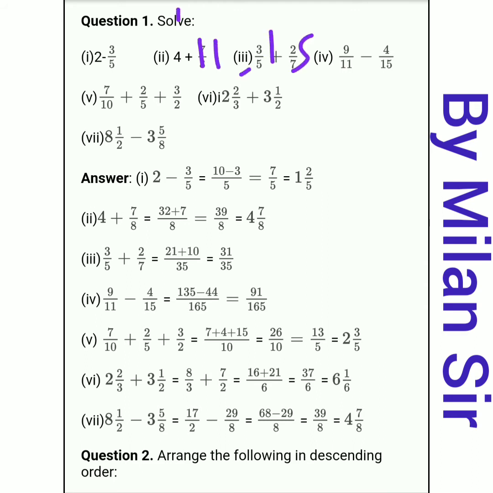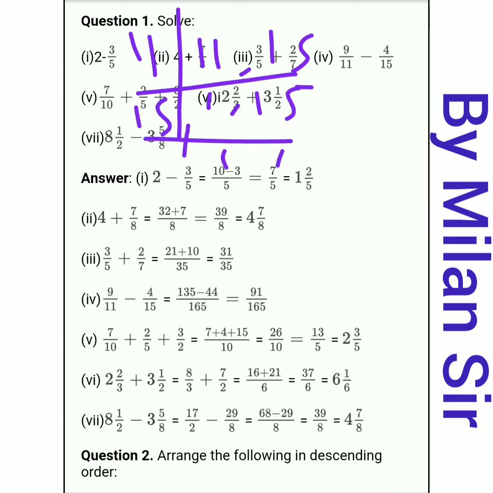So 11 and 15. 11 as it is, 11 ones are 11. And 15 as it is, 15 ones are 15. Here we would take prime factors, but right now 11 and 15 both do not have any common factor. That's why we can directly take it. So 11 into 15 is our LCM. 15 into 11 is 165.